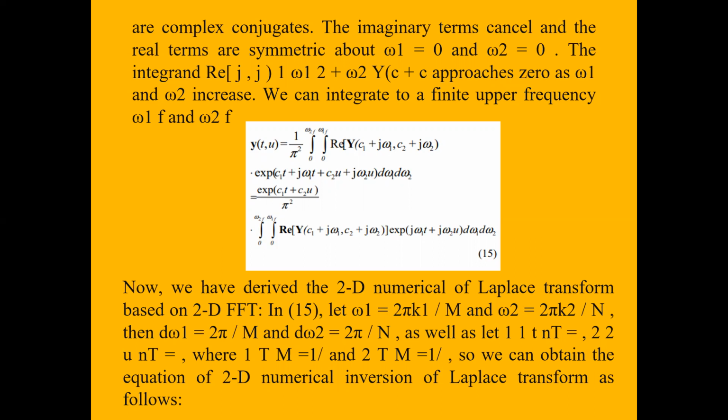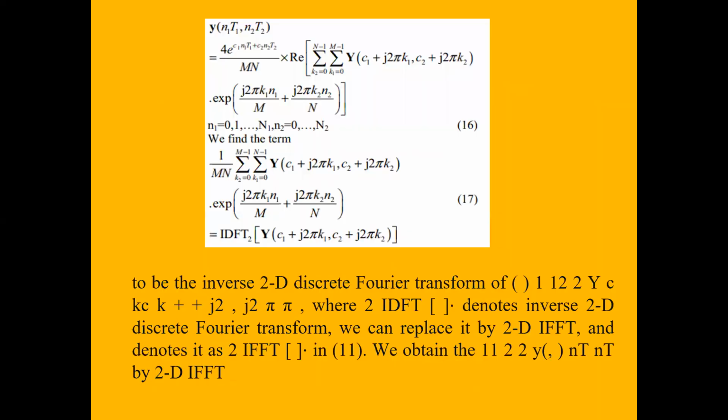nt is equal to 2, so that we can obtain the equation of 2D numerical inversion of Laplace transform as follows. And here is the equation which is being shown here. It is the inverse 2D discrete Fourier transform of y of c1 plus j2 pi k1 comma c2 plus j2 pi k2.